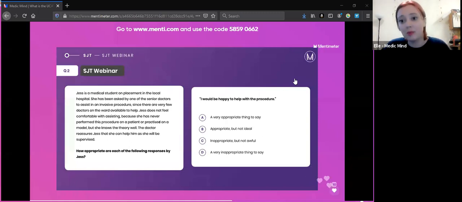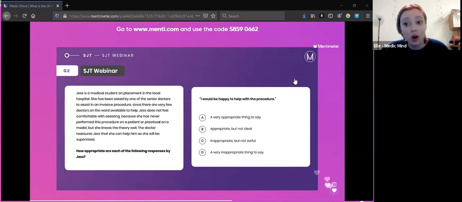One thing that Shivam has mentioned a few times is the idea of patient safety. If you think this is an unsafe thing to do, you're far more likely to go with D than with C in general. There will be differences depending on questions, and the more questions you do, the more you'll see that. But in general, if you're going against patient safety, it's probably very inappropriate.